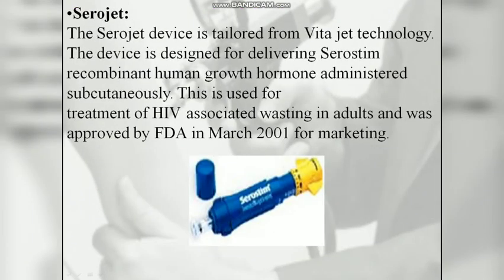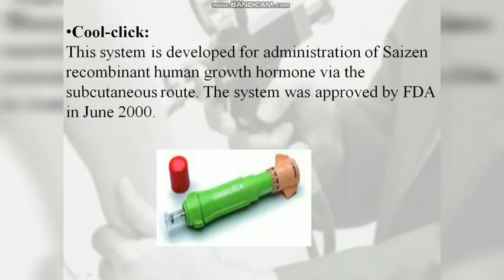Second type, Serojet. The Serojet device from Vitajet technology is designed for delivering Serostim recombinant human growth hormone administered subcutaneously. Third one, CoolClick. This system is developed for administration of Saizen recombinant human growth hormone via the subcutaneous route. The system was approved by the FDA in June 2000.